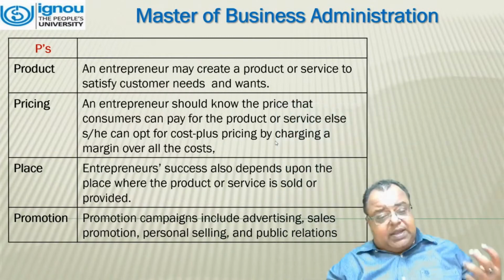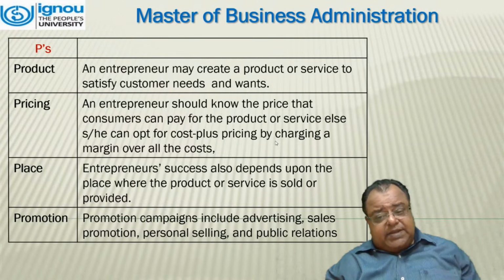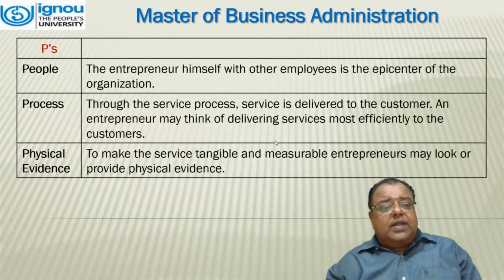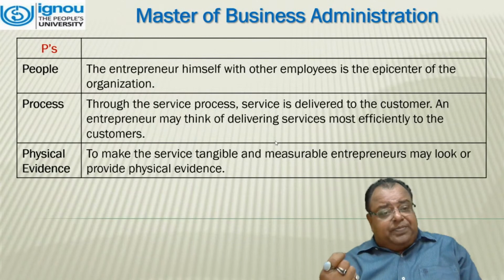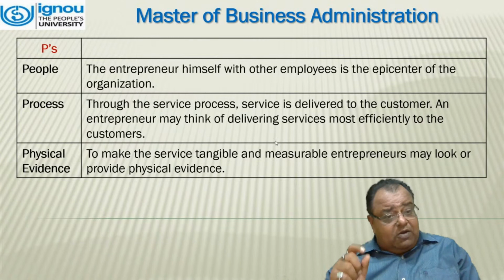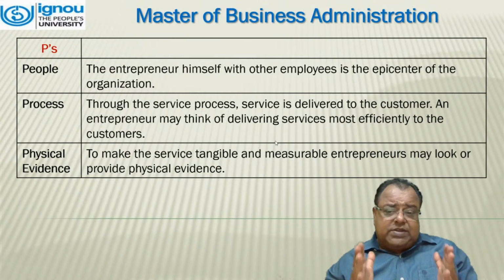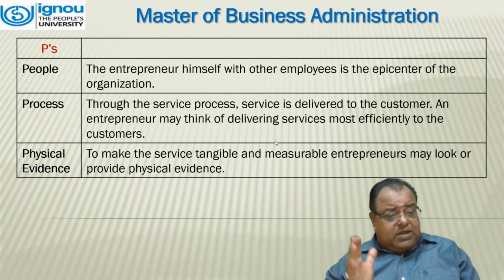provided. Then comes promotion. Promotion campaign includes advertising, sales promotion, personal selling, and public relations. Next is the people. The entrepreneur himself, with other employees, is at the epicenter of the organization. Sixth one is process. Through the service process, the service is delivered to the customer. An entrepreneur may think of delivering services most efficiently to the customer.